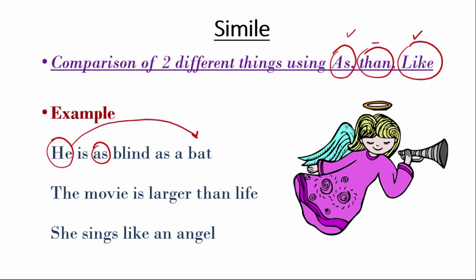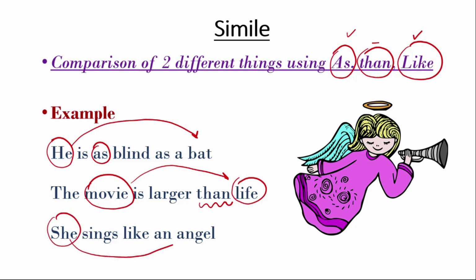Moving to the next example. The movie is larger than life. So here the movie is one item and it is compared to life. And what word is used to compare? Than. So this becomes a simile. The next example. She sings like an angel. So she is compared to an angel here. And what word is used? Like is used. So this becomes a simile. So now have you understood what is a metaphor and what is a simile?